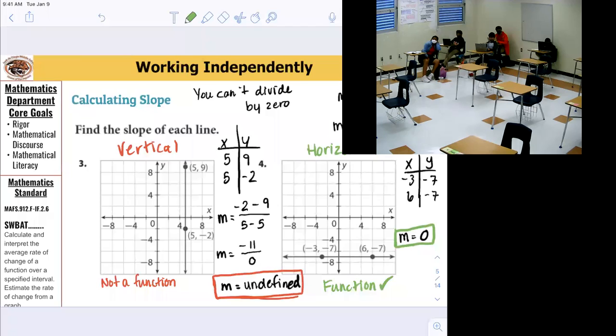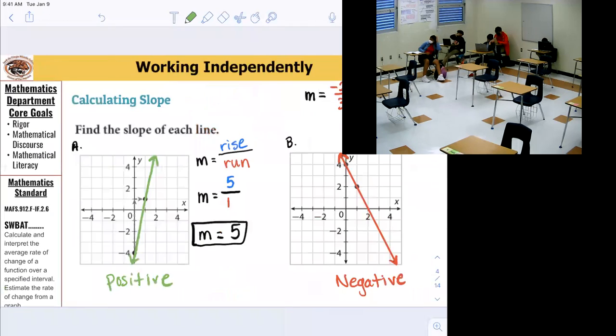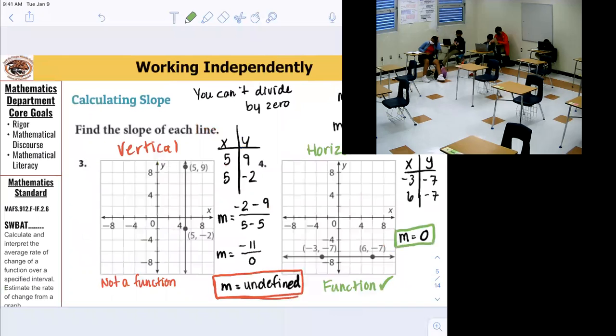If you're walking up a hill, it's positive slope. If you're walking down a hill, it's negative slope. But if you're just walking on a flat line, we've talked about this before, that means nothing is changing, which is why the slope is 0. So to summarize everything very quickly, I have positive slope, negative slope, undefined slope, and 0 slope.